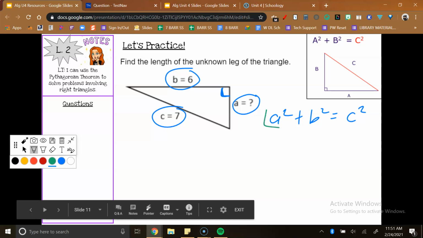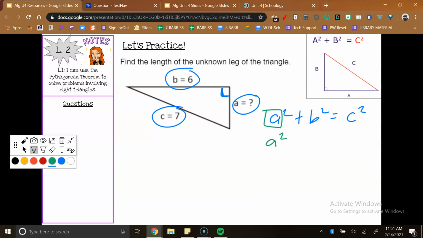Now A is question mark, we don't know, so we're going to leave that as A squared, plus B squared. What is B? B is 6. So I'm going to replace that B with a 6, keep it squared, equals C squared. What is C? C is 7. So I'm going to put a 7 there and then keep it squared.